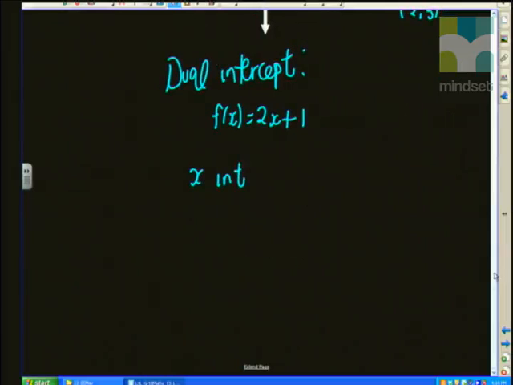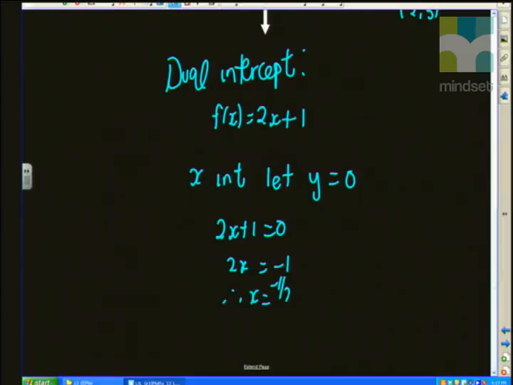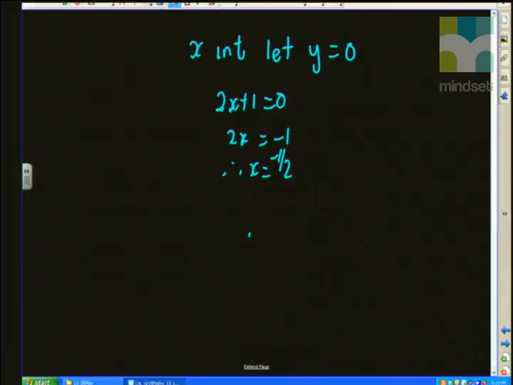To find the x-intercept, you let y equal 0 and you solve for x. So therefore I'm going to get 2x plus 1 is equal to 0. Therefore 2x is equal to minus 1 and x is equal to minus a half. Alright, so your x-intercept is minus a half. So your coordinate there is minus a half and 0.